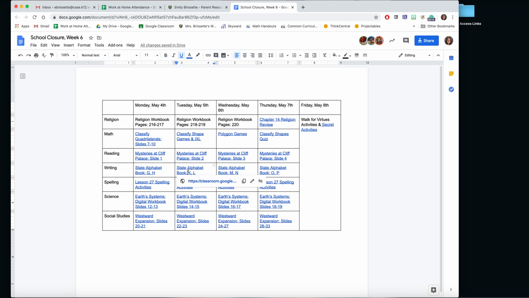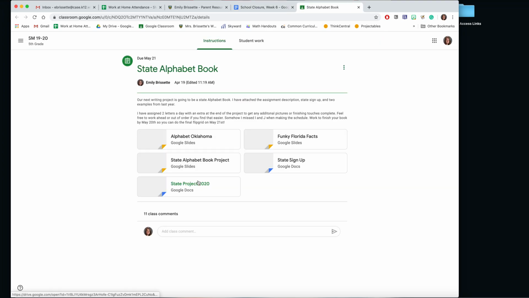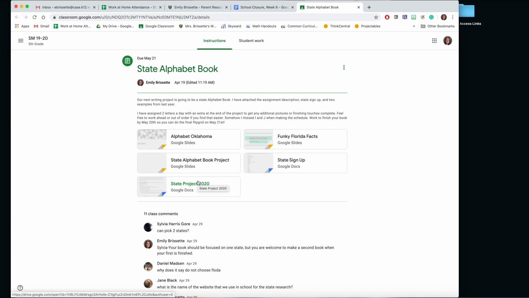But start working on your next few letters. From what I've looked at so far, I've been working on going through them. I noticed you guys have done a really great job, so I'm really proud of the projects you've done. Whatever book or state you signed up for, just try to get it all done by the 20th, and then the 21st we'll do the Flipgrid.